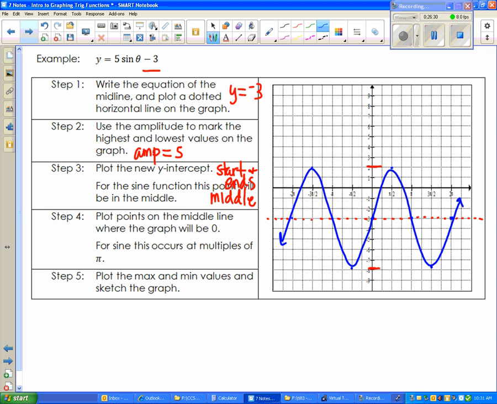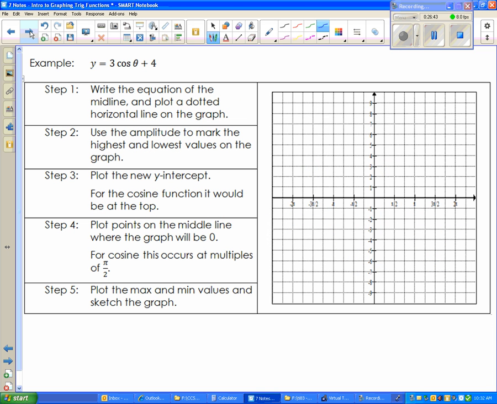And remember, these are curves. Even though we're only plotting a few points, make sure that it actually looks like a curve and not like a jagged V. Okay, and that's how you would graph the sine function. We can do the same thing with a cosine function in the next example. The first place we want to start is with the midline. So if my midline occurs at 4, I'm going to draw a dotted line where y is equal to 4.